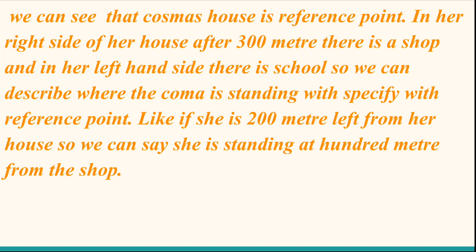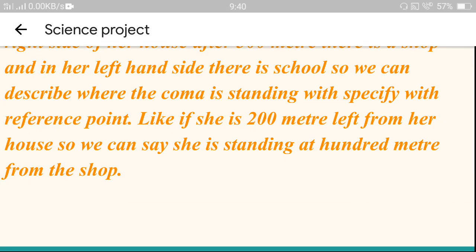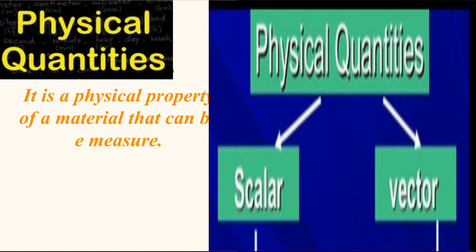So let us go through our next topic. Our next topic is physical quantities. So what is a physical quantity? It is a property of a material that can be measured. Means a property of a material which is measurable. There are some properties of material which are not measurable, but all the properties of the object which are measurable are known as physical quantities.